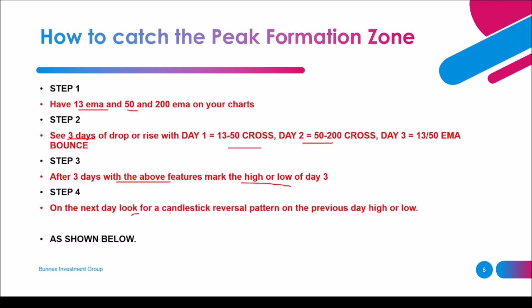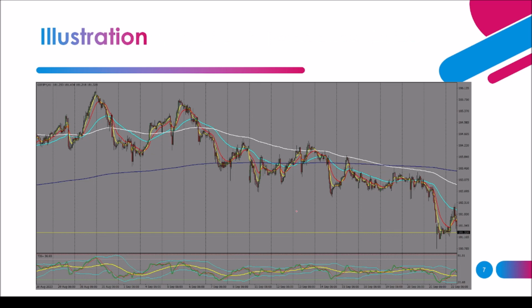On the next day, look for a candlestick reversal pattern on the previous daily low or high price as shown below. So in this case we have this as our starting point. We had our first day with these black traces. We had a 13 in red and a 50 EMA crossover in blue. Then day 2 we had a 50/200 EMA cross here, and then day 3 we had a bounce of the market to the 50 and we had a drop. After you've seen these 1, 2 and 3, we need to draw a line so that on the following day, which is this day 4, we need to see a candlestick reversal pattern on yesterday's low.